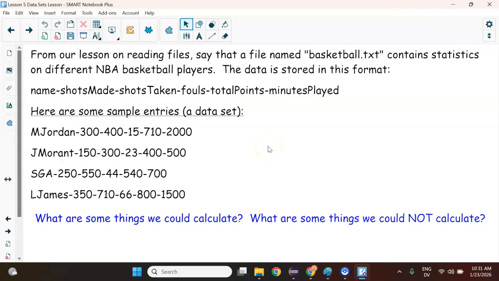Okay, I want to tie this into what we were doing with files, because a lot of data is stored in something called a database, but a database is not all that different from a giant spreadsheet, like a Google Sheet with a bunch of data. Here's an example of some data that would be stored in a file or potentially a database. We've got a few basketball players, and stored there are their shots made, shots taken, how many fouls they had, total minutes, total points, and minutes played. I'm guessing this is over their career or something like that.